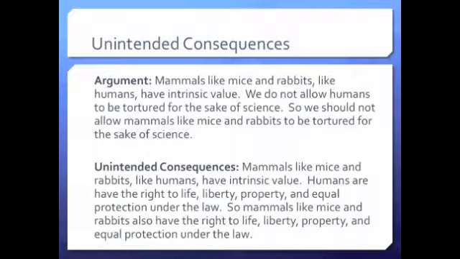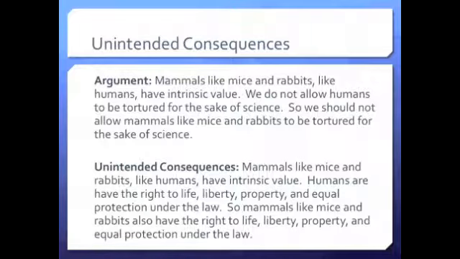Now, the success of this unintended consequence is based on whether or not one is willing to accept that the unintended consequence weakens the analogy that's being used. So if the author of the previously given argument accepts that mammals like mice and rabbits would have the right to life, liberty, property, and equal protection under the law, and they also accept that this would follow given the premises of the unintended consequence, then what they might do is admit that the similarity that they use, that mammals like mice and rabbits, like humans, have intrinsic value, is actually not a good similarity. In other words, they might admit that the analogy employed is a weak analogy. By doing so, they would also weaken their argument because their argument relies on the same analogy or similarity.